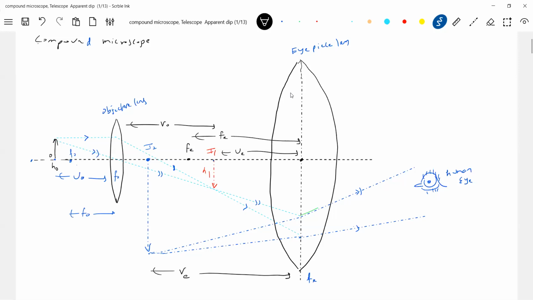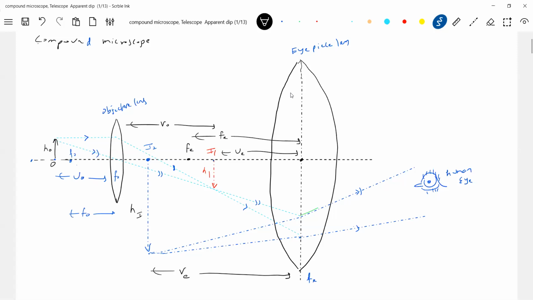Look at the height of this. This is H2, the final image, HI, and this is the object. So HI is greater than HO. Okay, it gets magnified. Now we have to bring the expression for that magnifying power. I'm not talking about the magnification, the magnifying power here. So again, what is the basic definition for magnifying power?